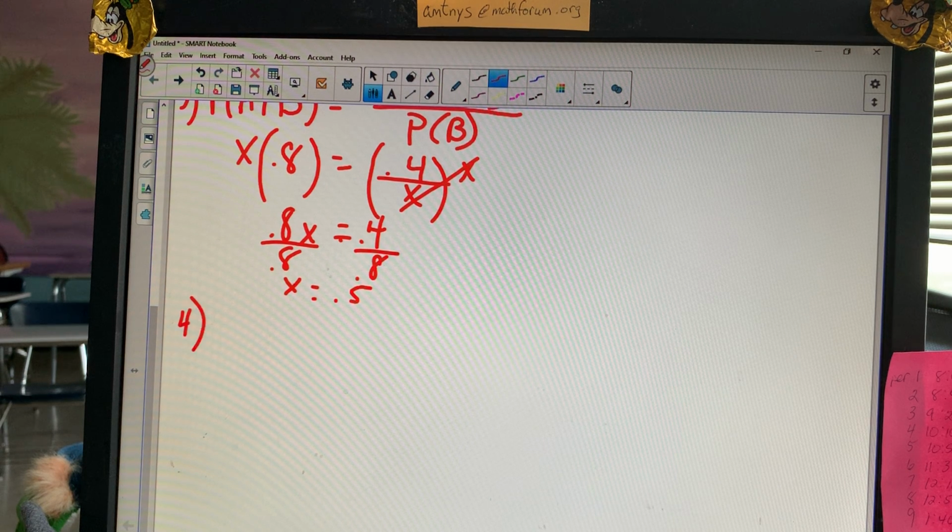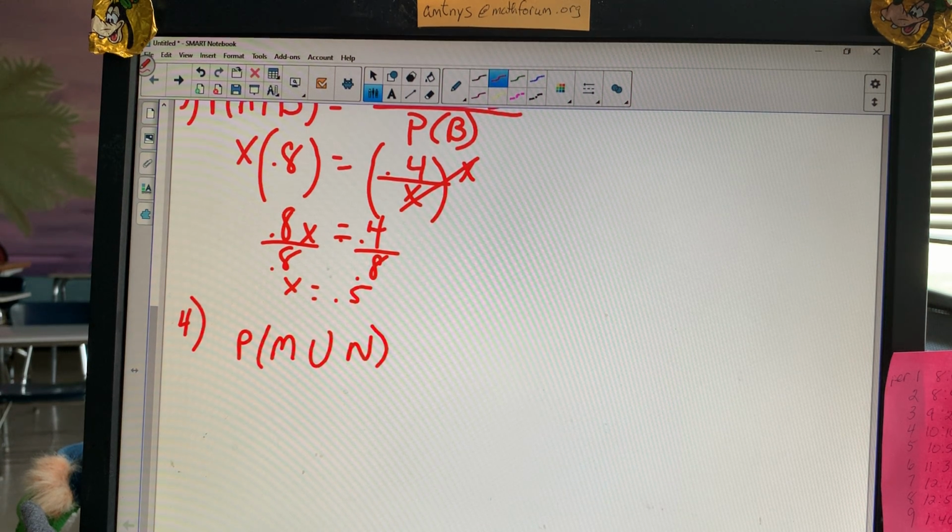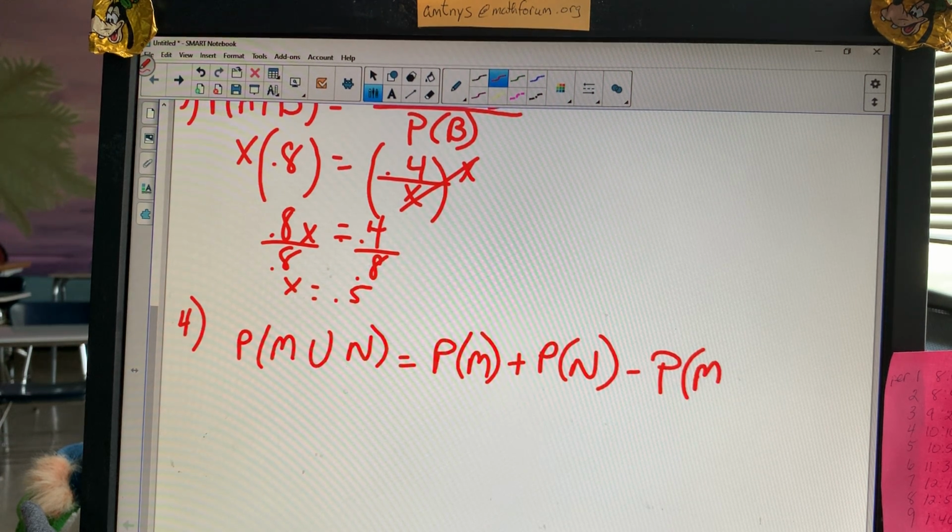Number 4, we have a two-way frequency table we are using. The key word in this question is OR again. We have the probability that the person is male or has never participated in a school sport. That is going to be equal to the probability of male plus the probability of never participated minus the probability of male and never participated.